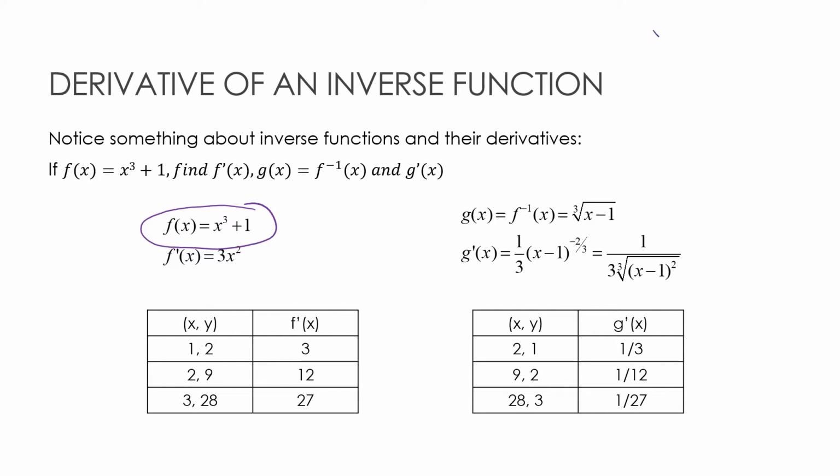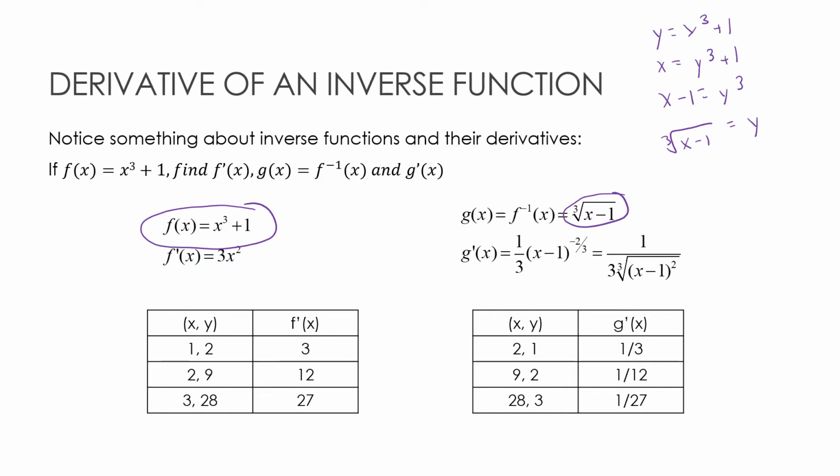So I would start with y equals x cubed plus 1. I would then say, okay, I've got to switch those around. So x equals y cubed plus 1. So x minus 1 is y cubed. So the cube root of x minus 1 is equal to y. So that's the inverse function. And that's really the hardest work that you'll have to do.